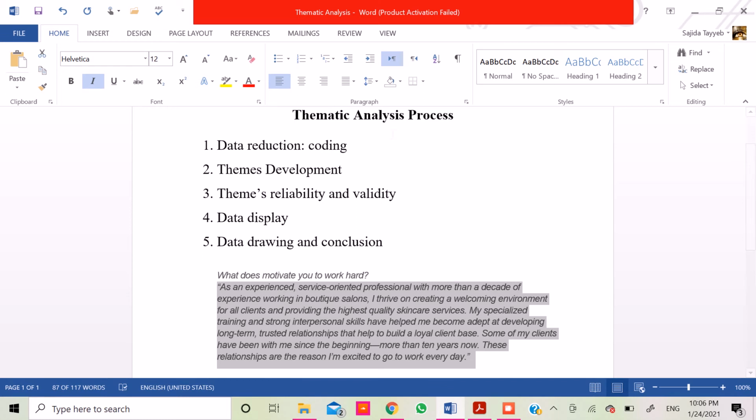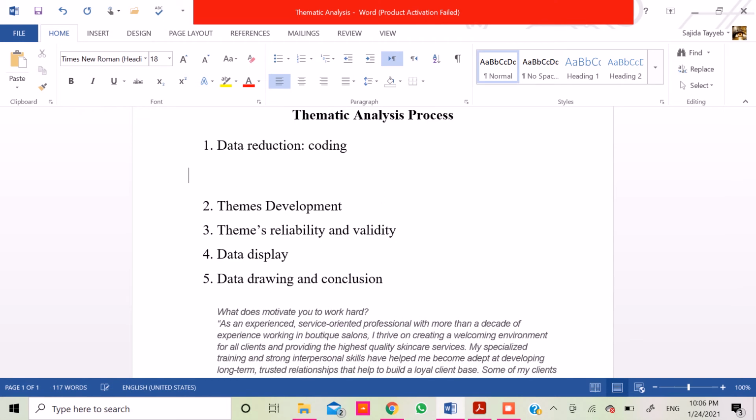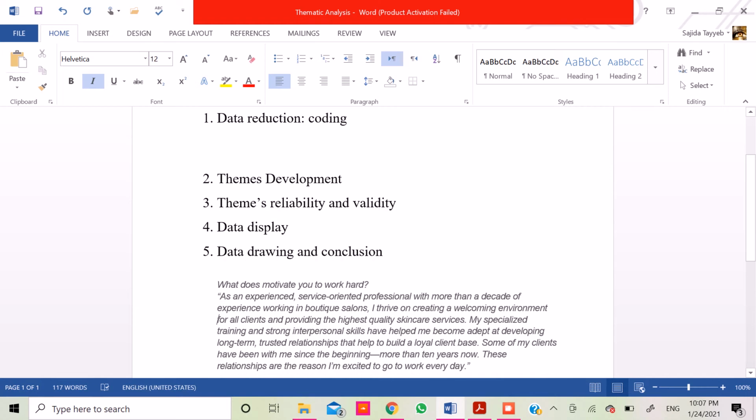Now, speaking of coding, by coding we mean we are basically going to reduce this entire data into meaningful words. Let's see. From this sentence, what do you think you could pick from it? This is one full sentence. Now look into the question that you have asked. You're basically asking the motive of a person who is working hard. So you're trying to find out the reason why the person is working hard. This is the full sentence of the person.